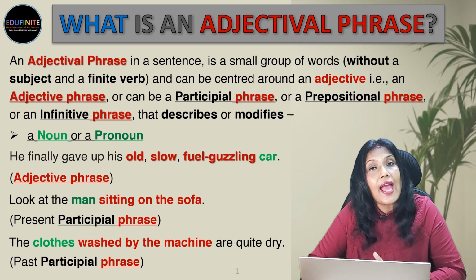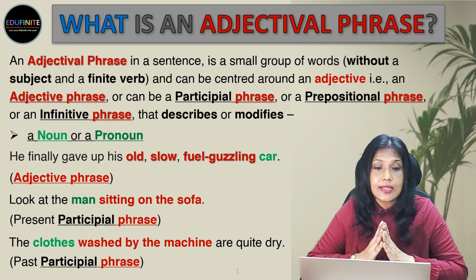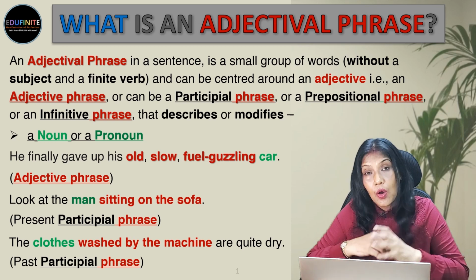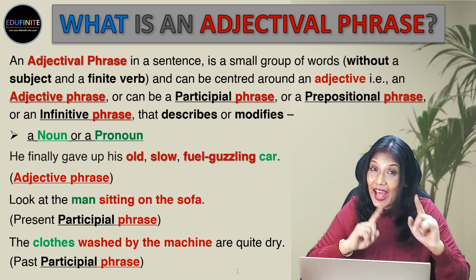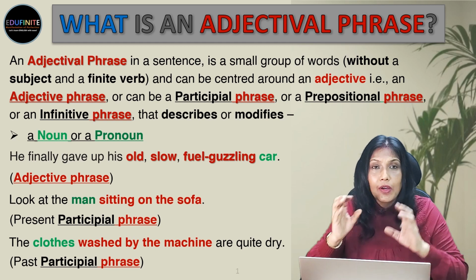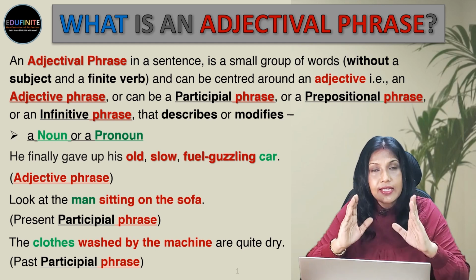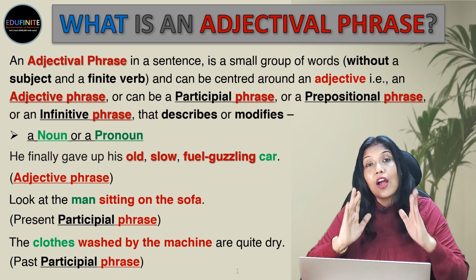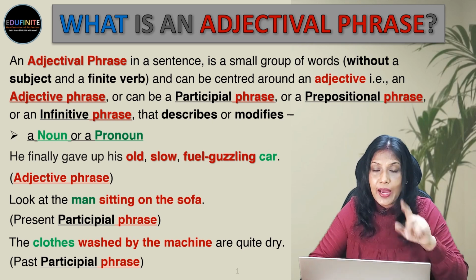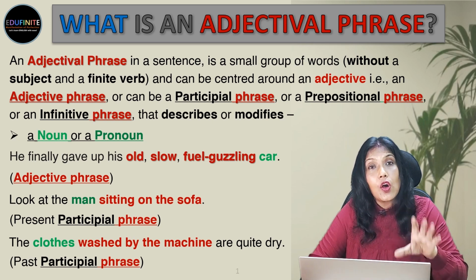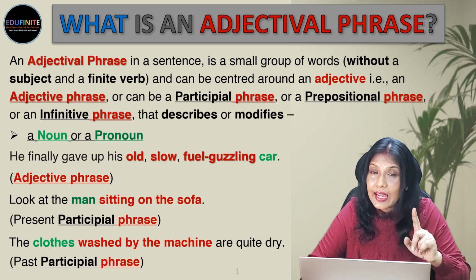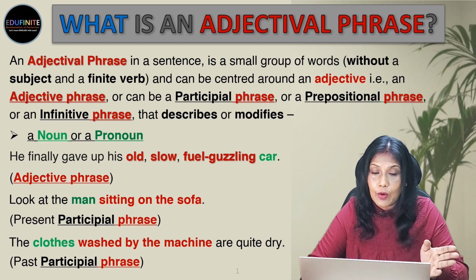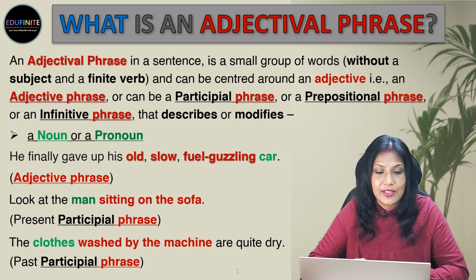Hence it's functioning as an adjective. This is an adjectival phrase. Now I think it's clear to you why not all adjectival phrases are adjectives, but an adjective is an adjectival. Because the word adjectival itself focuses on the function of an adjective. So in spite of these phrases not being adjective phrases, they are still functioning like an adjective. That means they are modifying the noun. So they are all adjectivals.